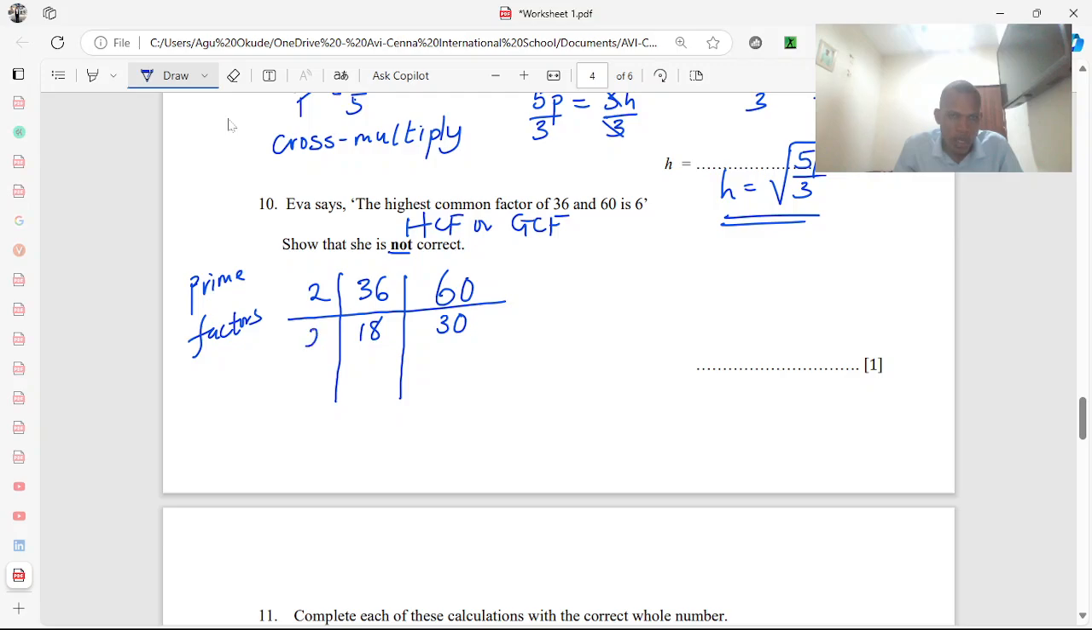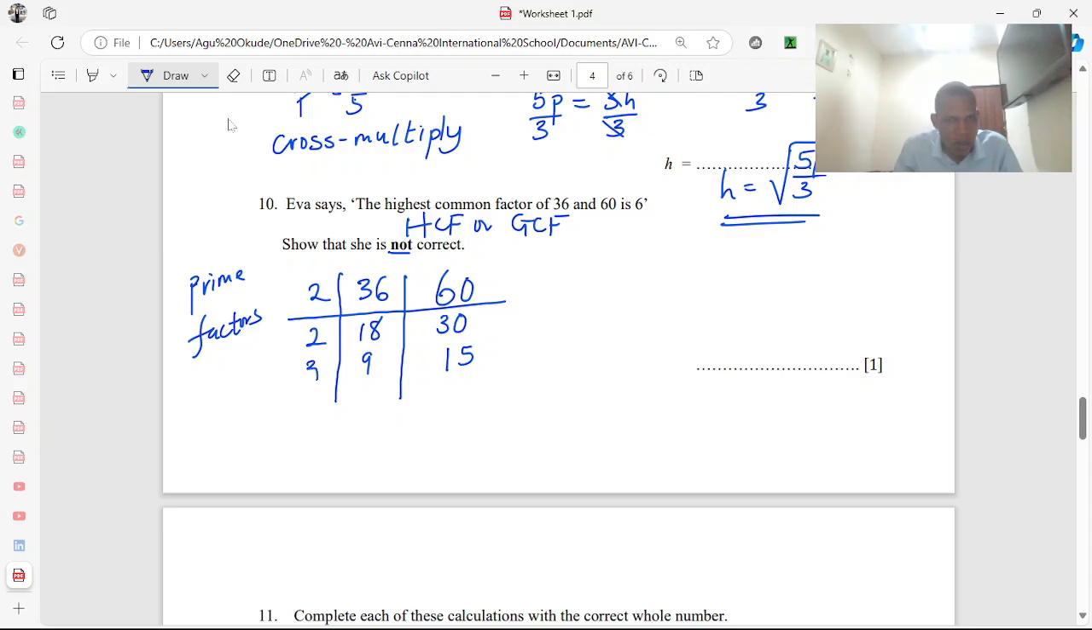Now 2 can go again. If you divide 18 by 2, that's 9. Divide 30 by 2, that's 15. No remainder, it worked. Now I cannot use 2 again. So now 3 can go. I cannot use 5 because although 5 can go into 15 without remainder, we have a remainder when it goes into 9. That's why I cannot use 5 here.